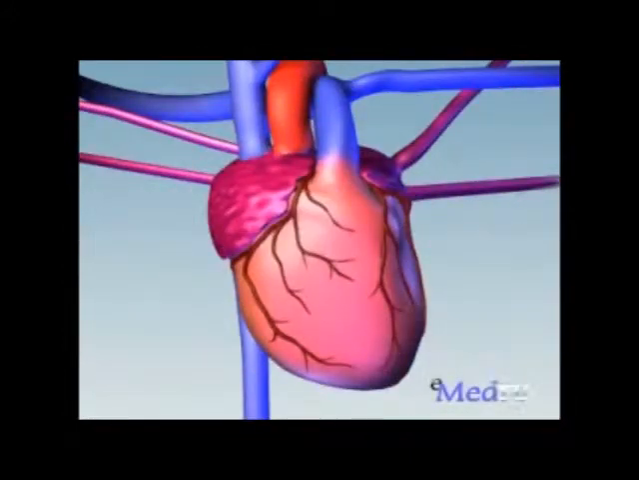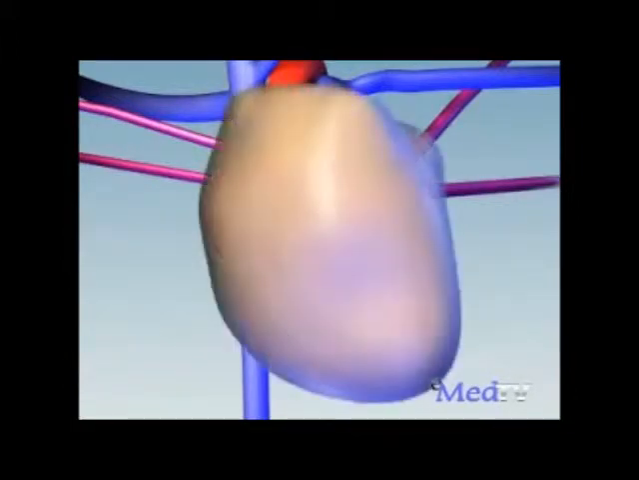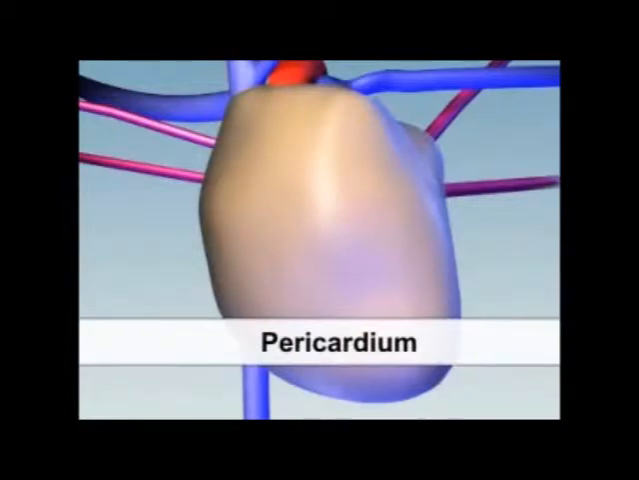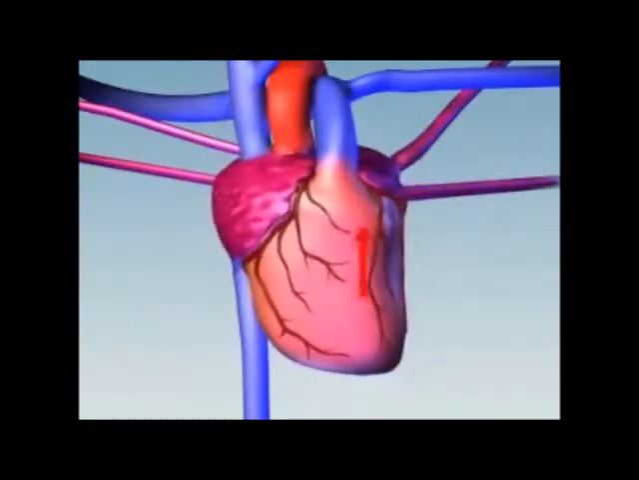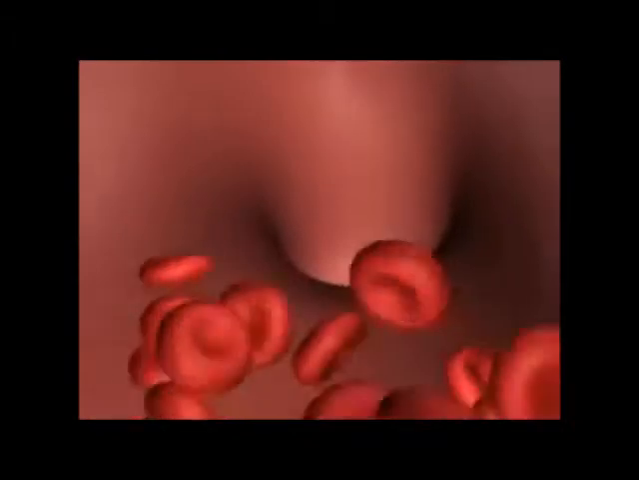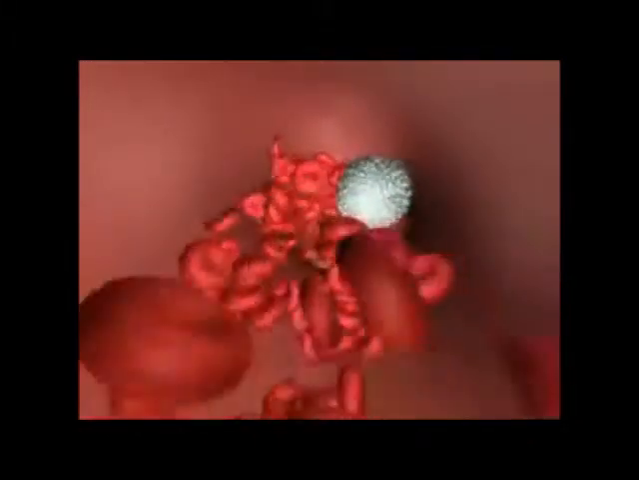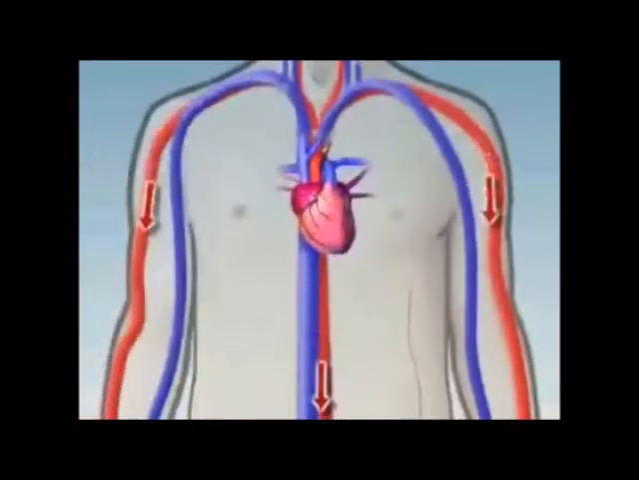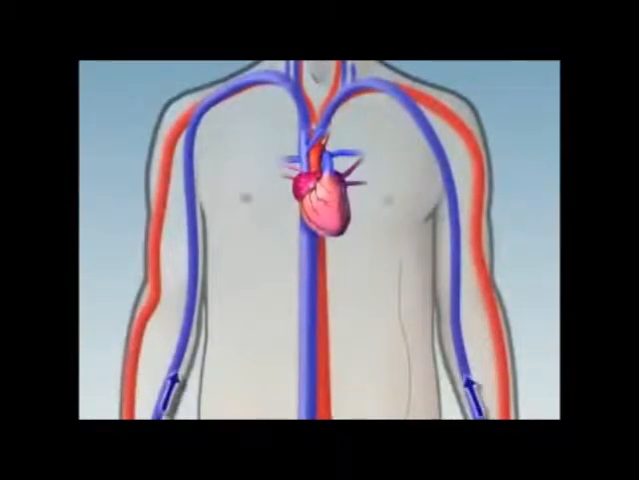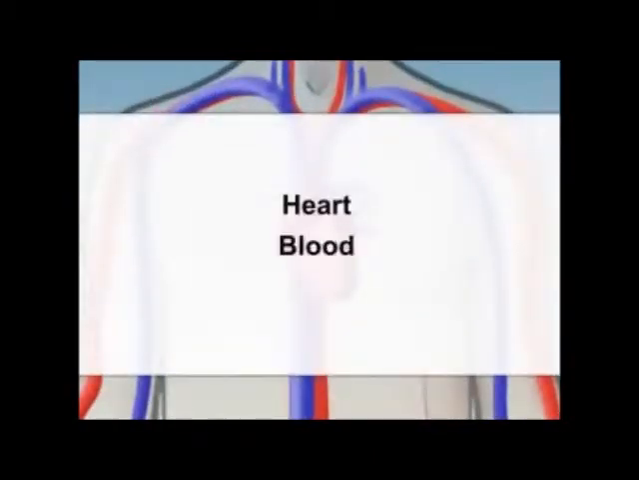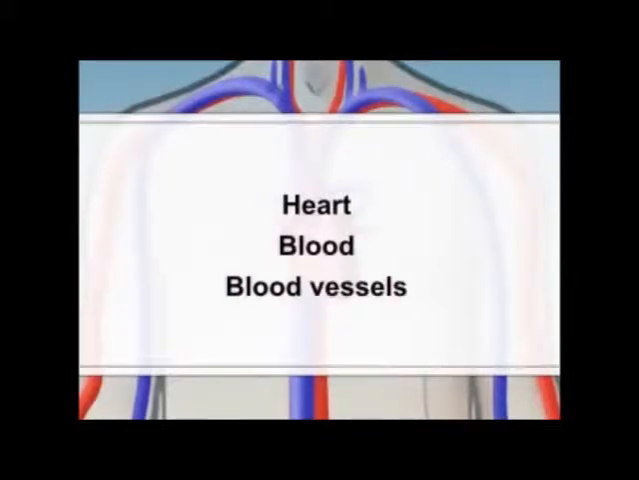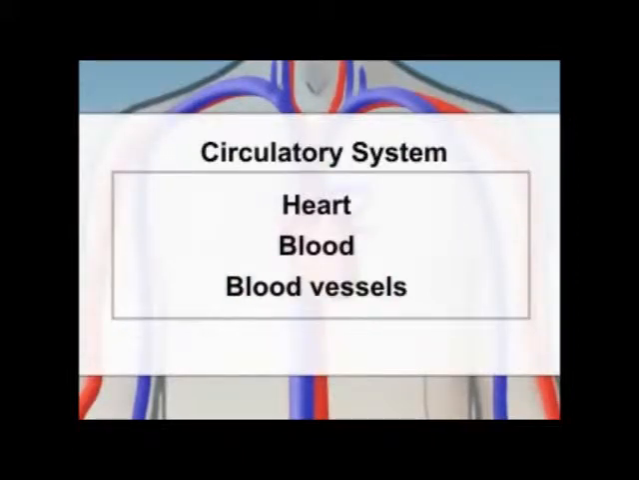The heart is a hollow muscular organ that's about the size of a fist. It's surrounded by a thin layer of tissue called the pericardium, or heart sac. The main job of the heart is to pump blood through a network of blood vessels. These vessels form a loop that starts at the heart, goes out through your body, and then ends up back at the heart again. Together, the heart, blood, and blood vessels are part of the circulatory system, which does 2 of the most important jobs in the body.